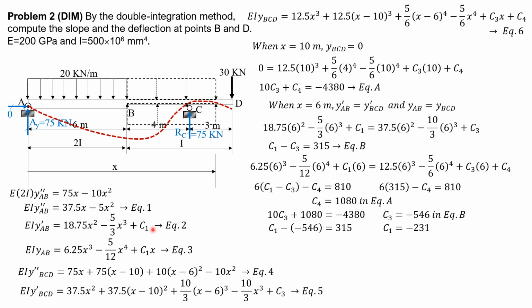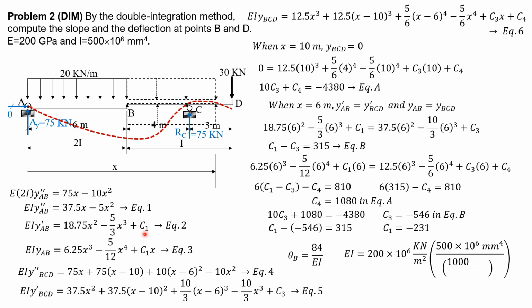You have the option to use equation 2 for theta B or equation 5, either way, but let's use equation 2, the simpler one, fewer number of terms. Then for delta B, we can use equation 3. So when x is 6, theta B is 18.75 times 6 squared minus 5 thirds of 6 cubed plus c sub 1, which is negative 231. So theta B is 84 over EI.